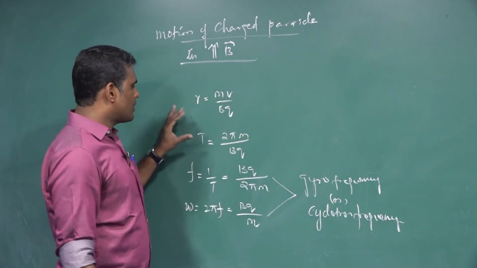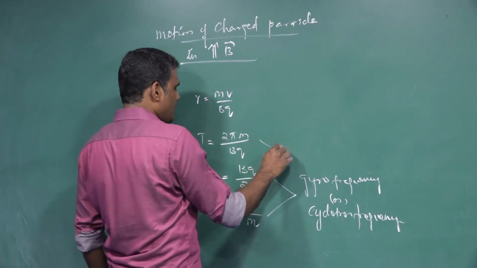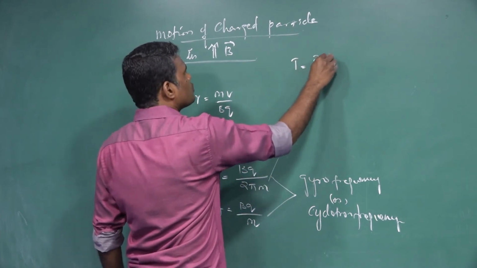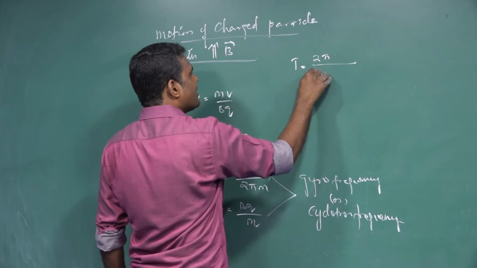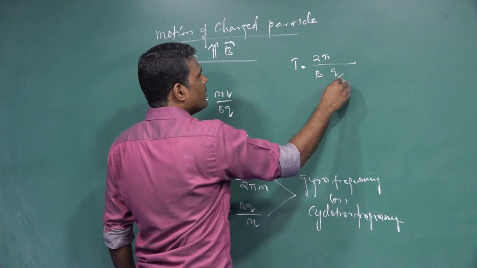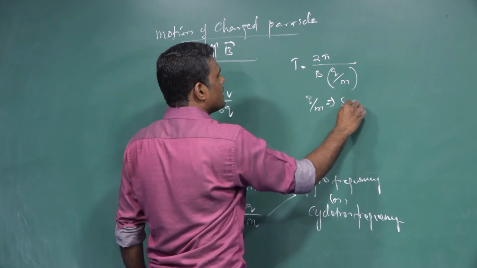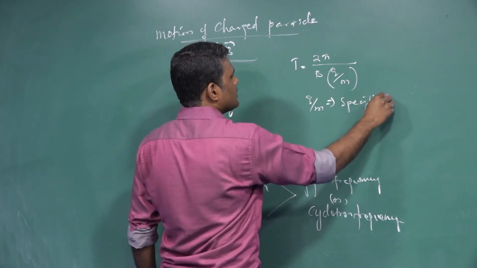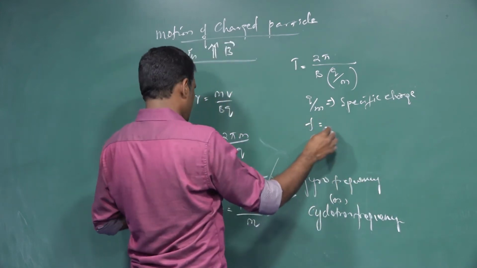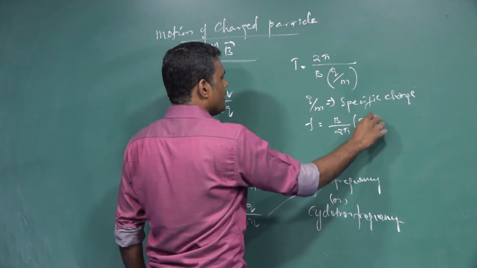And then, look at these expressions, time period and frequency. T equals 2 pi m divided by bq. I can rewrite the expression as t equals 2 pi divided by b into q divided by m. What is this q by m? We call it specific charge, charge per unit mass. Similarly, for frequency, you can write b divided by 2 pi into q divided by m.